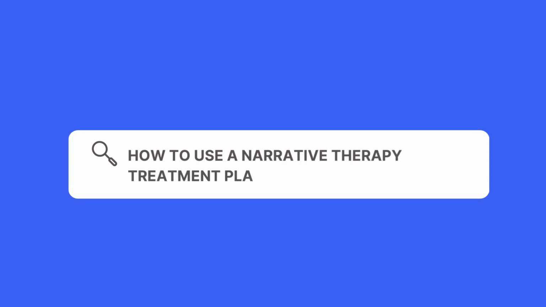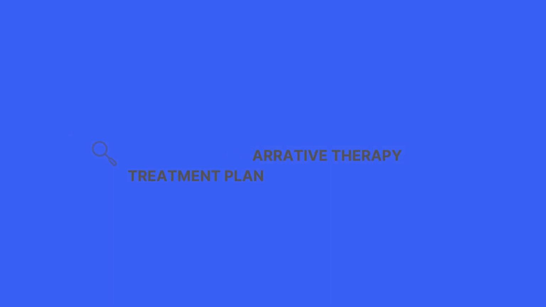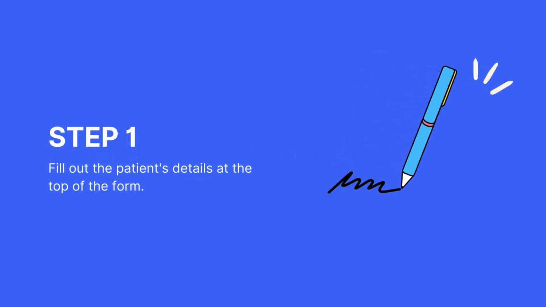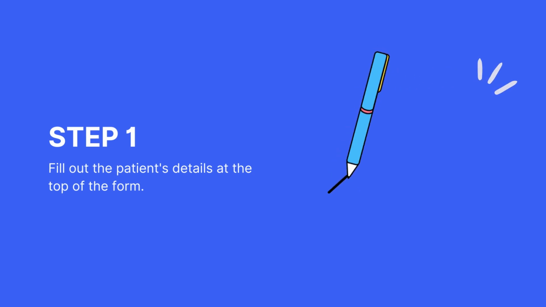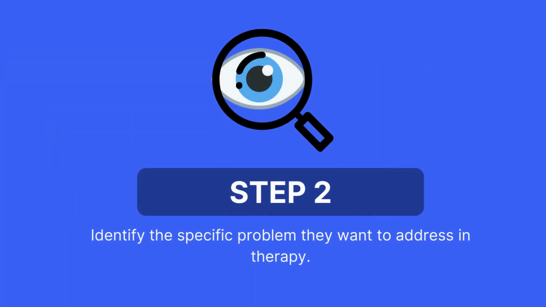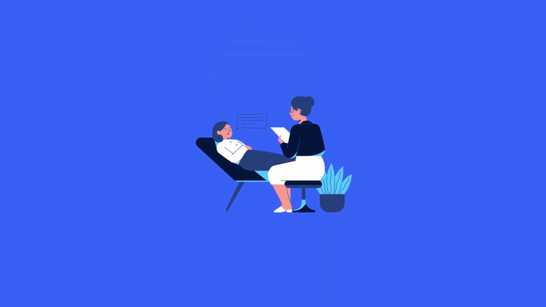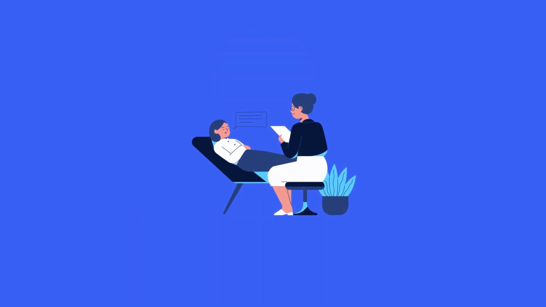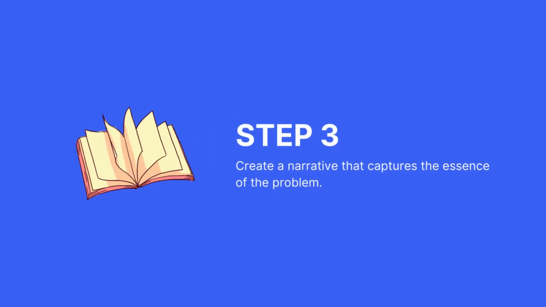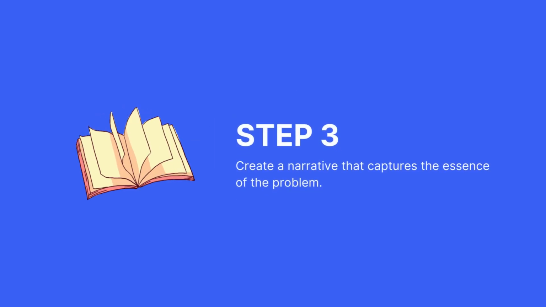Download the narrative therapy treatment plan template off our Carepatron platform, which you can find in the description. Fill out the patient's details at the top of the form. With the client's input, identify the specific problem they want to address in therapy. Ask the client to describe the problem in detail, including how it makes them feel and impacts their life. Use this information to create a narrative that captures the essence of the problem.